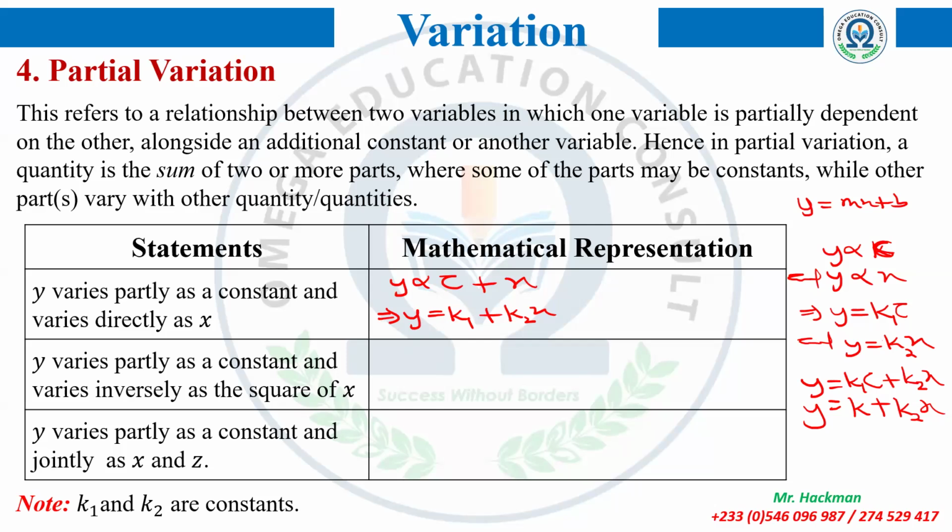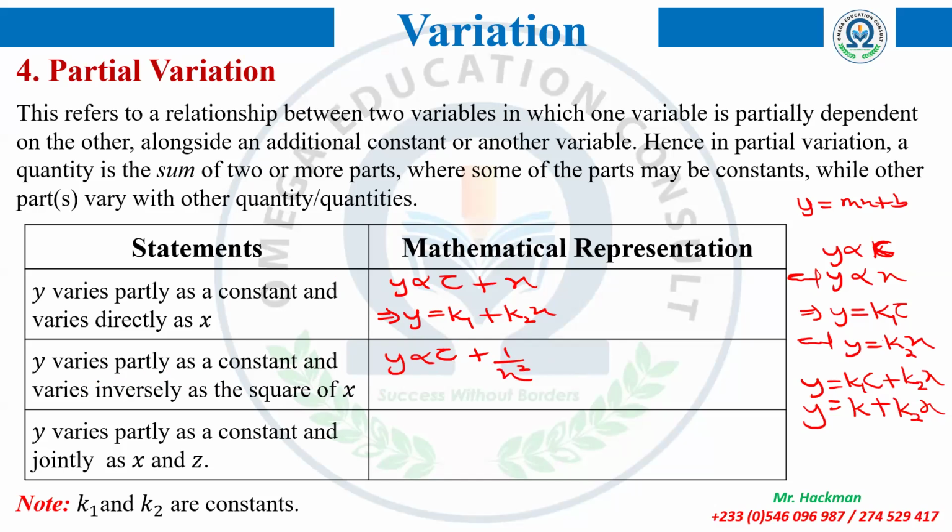Now let's go and look at the other one too. So the second statement: y varies partly. Immediately you see "partly", you know that you are going to deal with partial variation. So y varies partly as a constant, meaning y varies partly as a constant. I'm using C for my constants. And varies inversely as the square of x. So it will be plus 1 over, because it's inverse, square of x. Do you agree?